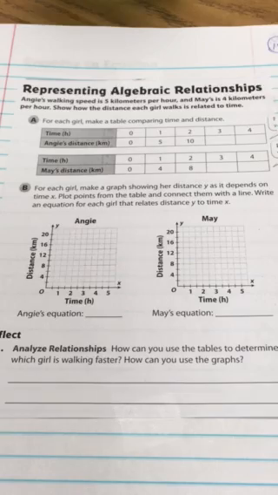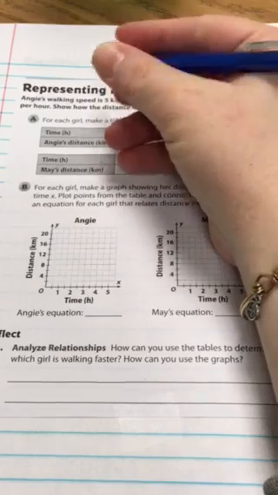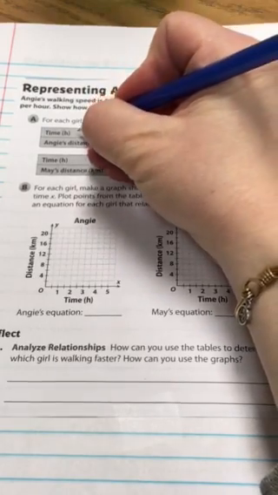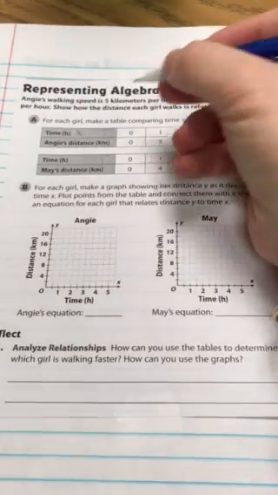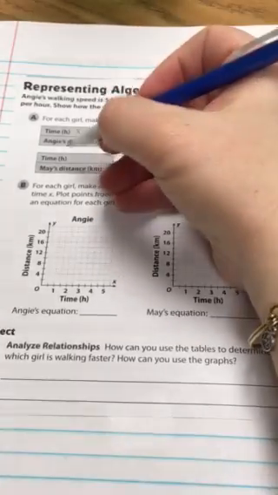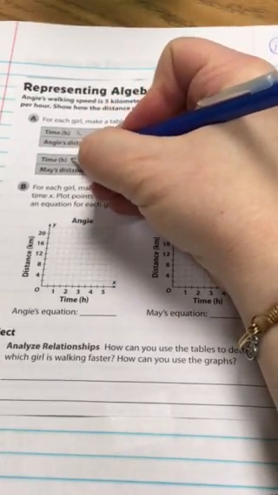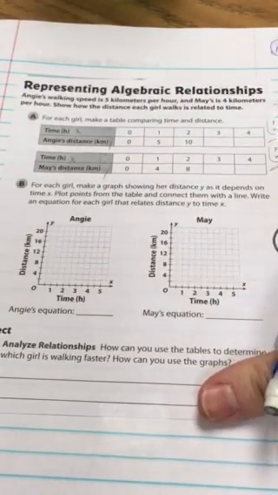Okay, so time, if you're looking up here, for myself, if I'm trying to remember my independent and dependent variables, I would remind myself that X is time because it's independent, and Angie's distance is going to be Y. And over here for May, time is still independent, and May's distance is also Y. It's the dependent variable, okay?